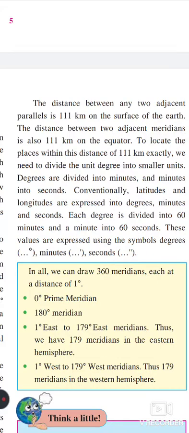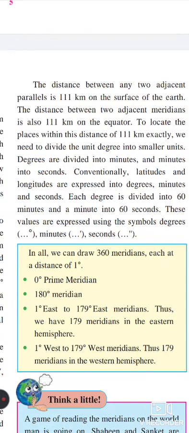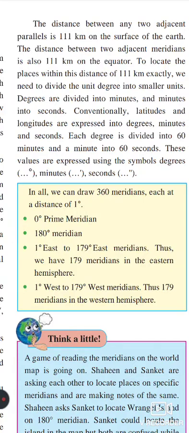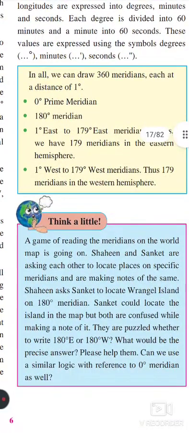We have 360 meridians, each at a distance of 1 degree. 0 degree prime meridian, 180 degree meridian, while 1 degree east to 179 degree east meridians. Thus we have 179 meridians in the eastern hemisphere and 1 degree west to 179 degree west meridians. Thus 179 meridians in the western hemisphere. On both sides they have 179 degrees.